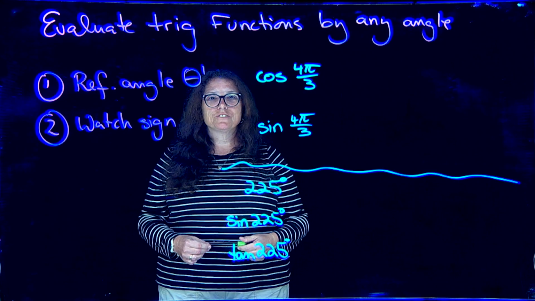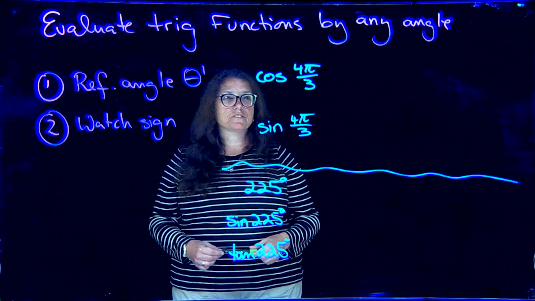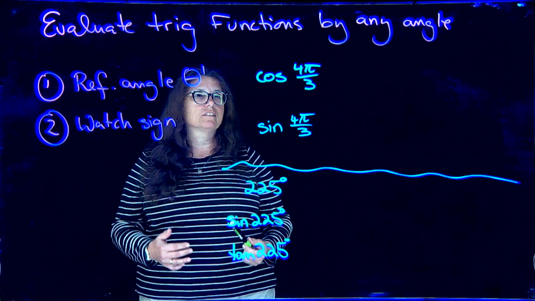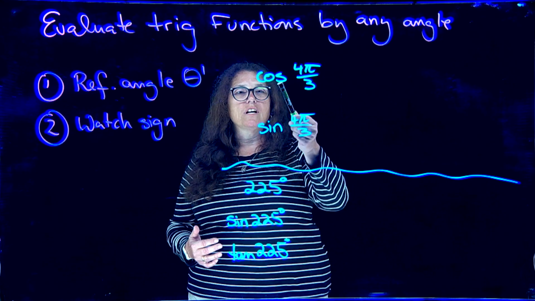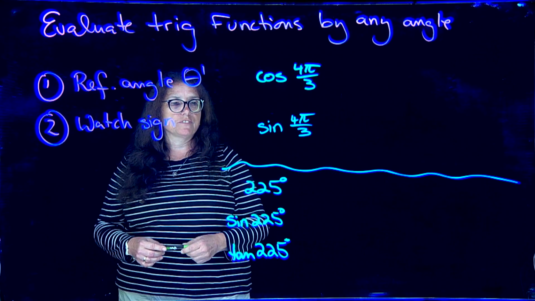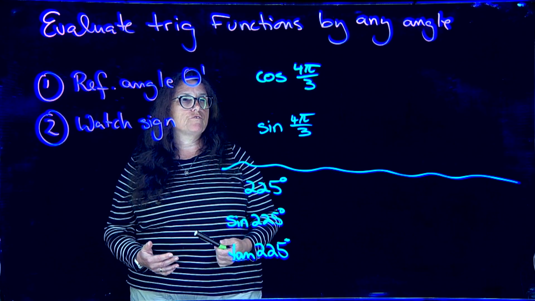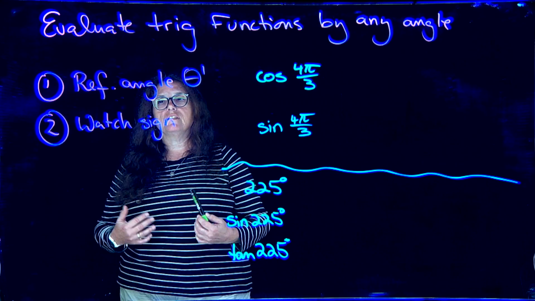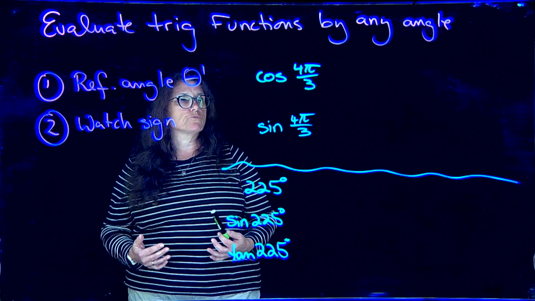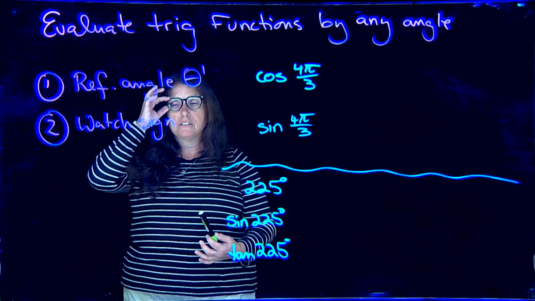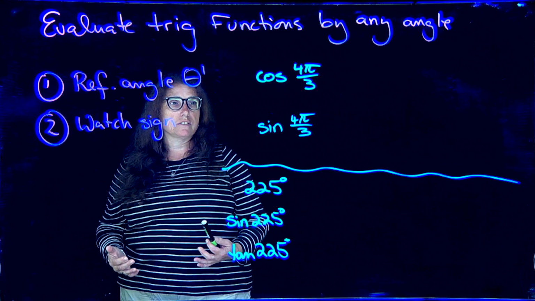In this video, we want to evaluate trig functions by using any angle, and we determine the values of these trig functions that I've listed here by finding the reference angle, and then we're going to see in which quadrant the angle is located and find the correct sign.